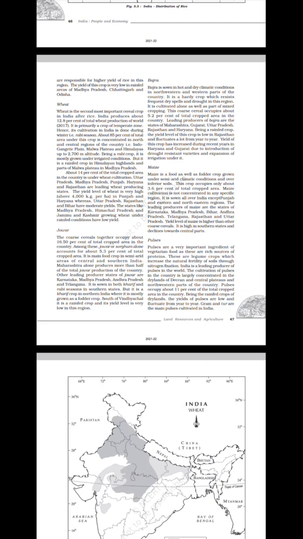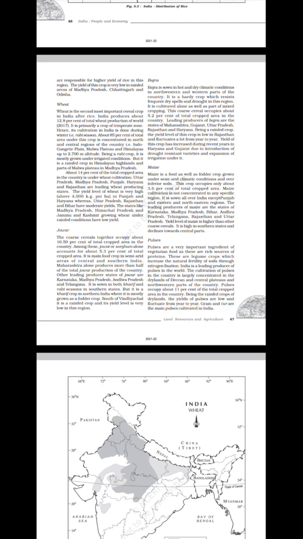Wheat. Wheat is the second most important cereal crop in India after rice. India produces about 12.3% of total wheat production of the world in 2016. It is primarily a crop of temperate zone. Hence, its cultivation in India is done during winter, that is Rabi season. About 85% of total area under this crop is concentrated in north and central regions of the country, that is, the Indo-Gangetic Plain, Malwa Plateau and Himalayas up to 2700 meters altitude.